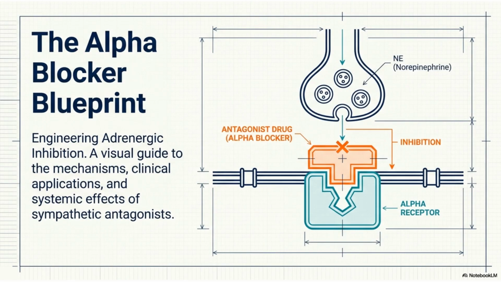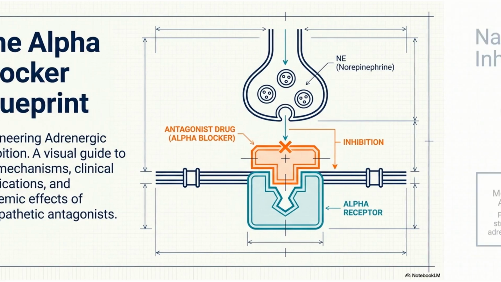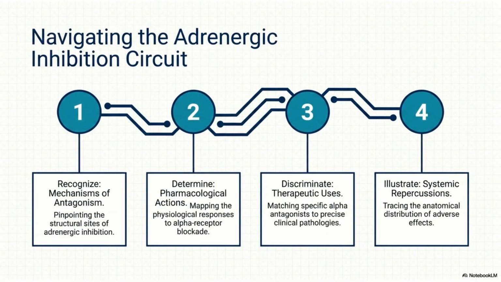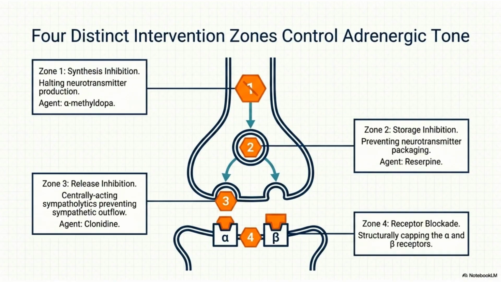Welcome to the Alpha Blocker Blueprint, an engineering guide to adrenergic inhibition. We will visually explore the mechanisms, clinical uses, and systemic effects of sympathetic antagonists. We will navigate the adrenergic inhibition circuit by recognizing the mechanisms of antagonism, determining pharmacological actions, discriminating therapeutic uses, and illustrating systemic repercussions. Adrenergic tone is controlled by 4 distinct intervention zones.